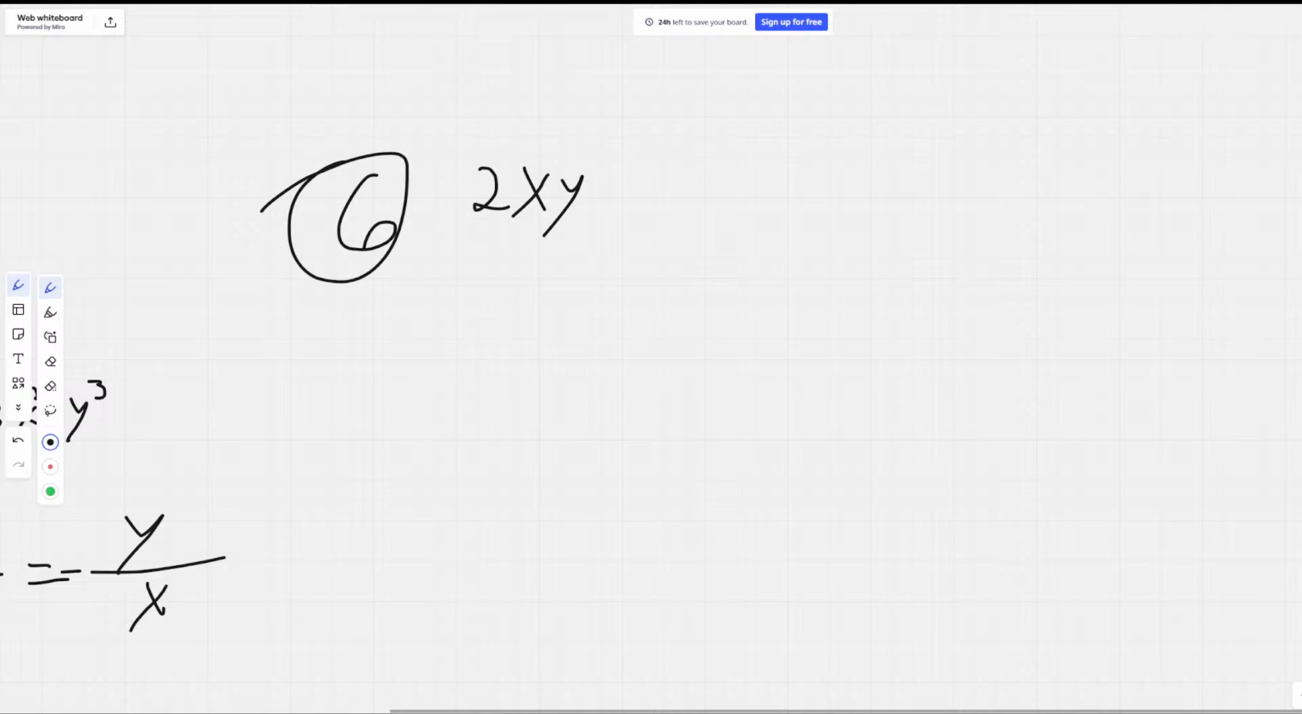Two xy plus y squared equals 4. Now we move down to the derivative.